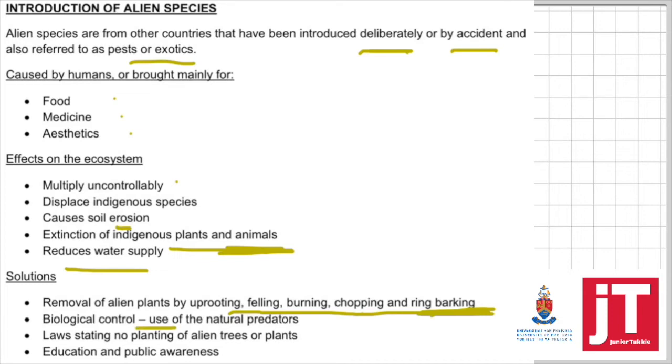Biological control for the animals: bring in their natural predators to come and wipe them out here. Have laws stating that no alien trees or plants can be planted. And what am I busy doing right now? I'm making you aware and educating you of the harmful effects of alien species.